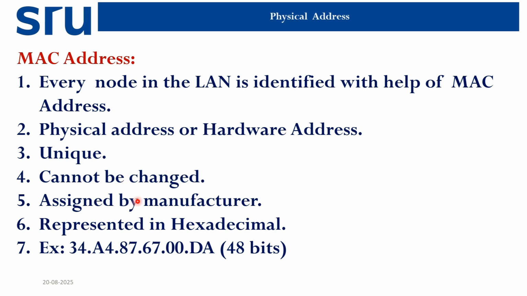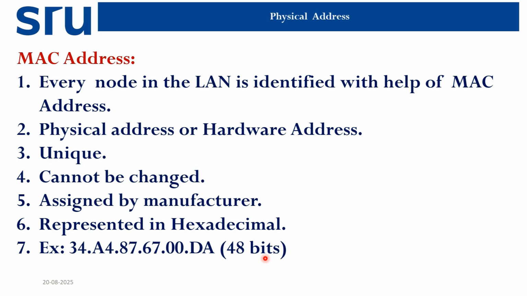This MAC address is assigned by the manufacturer itself. It is represented in hexadecimal format and consists of 6 octets. The range is from 00 to FF for each octet. Each octet consists of 8 bits, so 8 into 6 octets means 48 bits. So the MAC address is 48 bits.